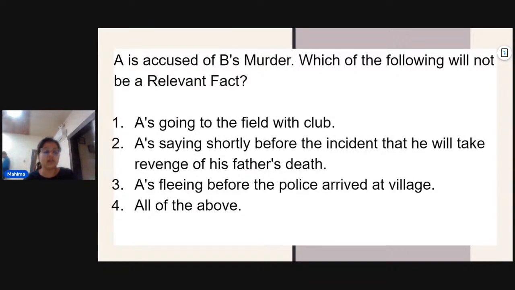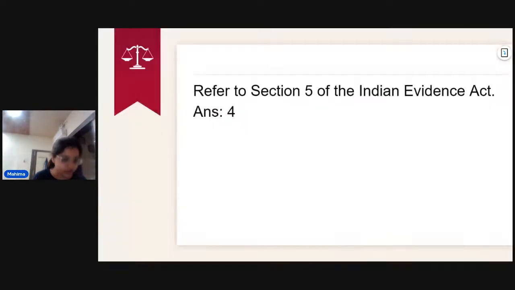See, if you read the illustration mentioned under section 5, you'll see that the only relevant fact will be with which weapon A has beaten B, or by what chance A is accused of B's murder. But the fact that A is going to the field with a club does not prove to be a relevant fact in proving that A is accused of B's murder. So all of them are not relevant. No Pritika, no Lakshata, only Prachi and Harshal were correct. All of them were not relevant.